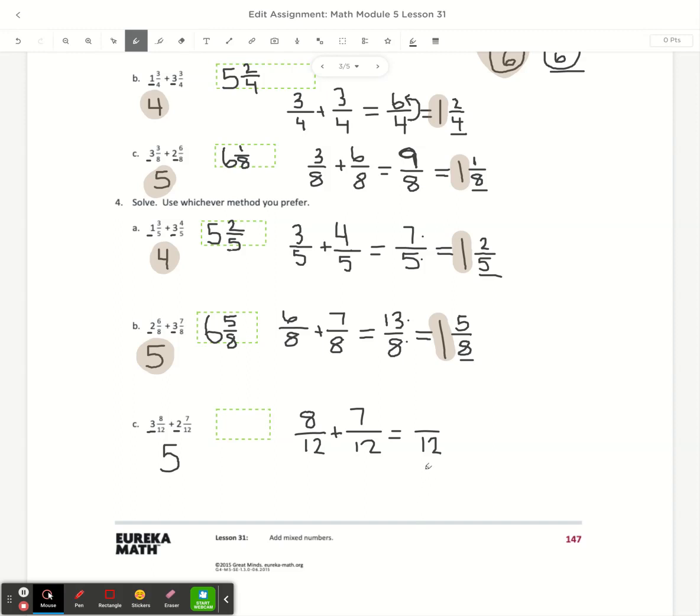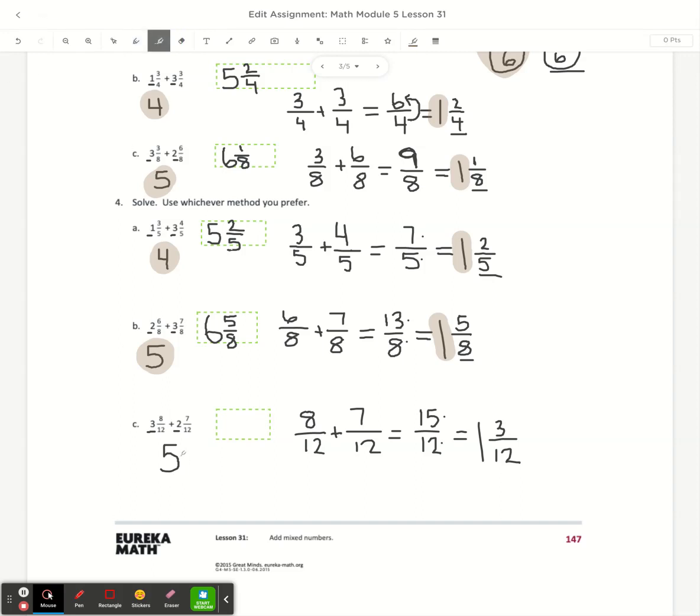Anyways, I know that 8 plus 7 is equal to 15. And now, again, I have an improper fraction that I need to change to a mixed number. So I have to see how many times does 12 go into 15? Well, I know that 12 goes into 15 one time, and I know that I am not changing my denominator. And now, in order to figure out my new numerator, I can either start at 12 and count up to 15, or do 15 minus 12. Either way, I end up with 3/12.